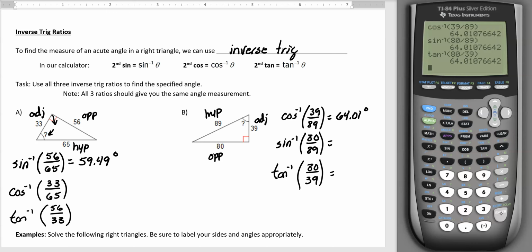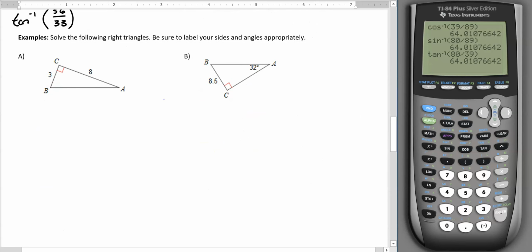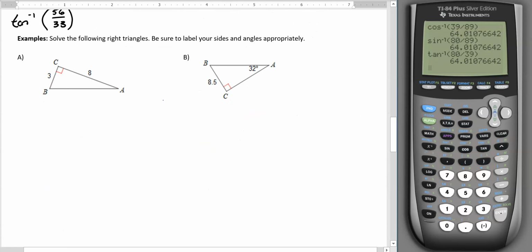So with that being said, let's solve some more right triangles here. Let's look at letter A. Notice they gave us two sides.